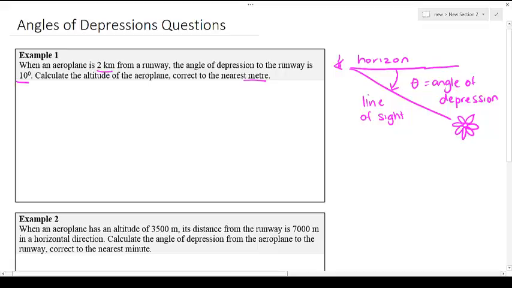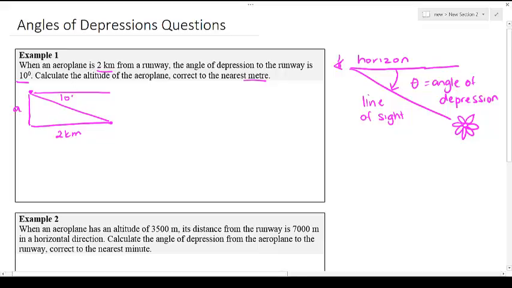Okay, so we begin by drawing a diagram. Imagine that's our plane and that's our runway. The plane is 2 kilometers from the runway. The plane is up in the air, so we don't know what the altitude of the plane is, so we'll call the altitude A. But we do know that the angle of depression, the angle looking down from the plane to the runway, is 10 degrees.